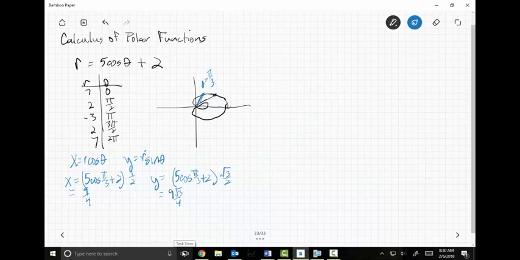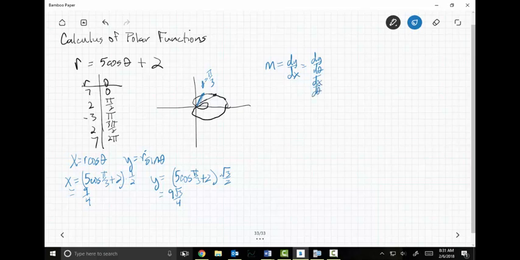Now I need my slope. Well, remember that slope is equal to dy over dx. Well, what am I going to do here? I know that x equals r cos theta, and I know that y equals r sine theta. So couldn't I rewrite this as dy over d theta, over dx over d theta? It's kind of like the chain rule, right?